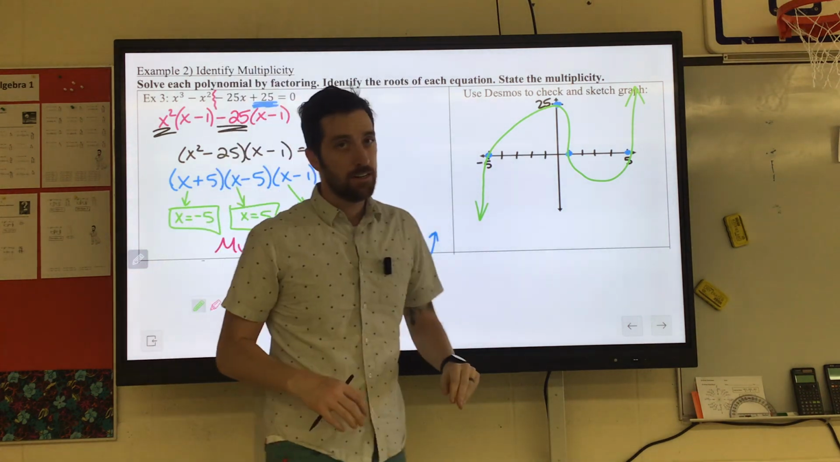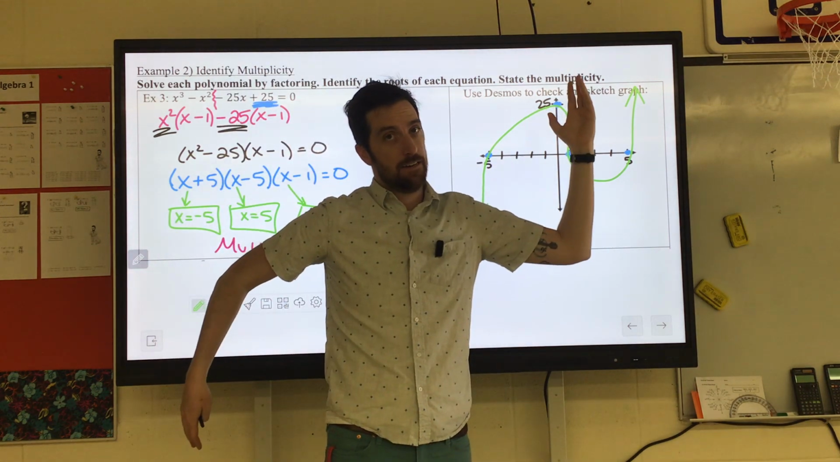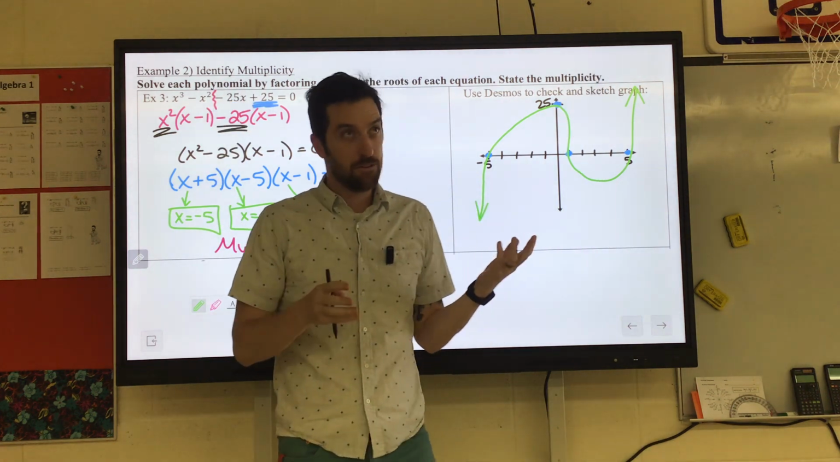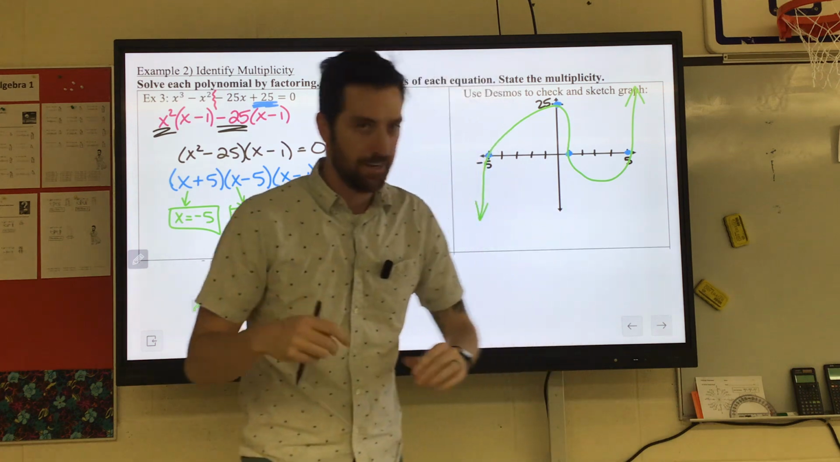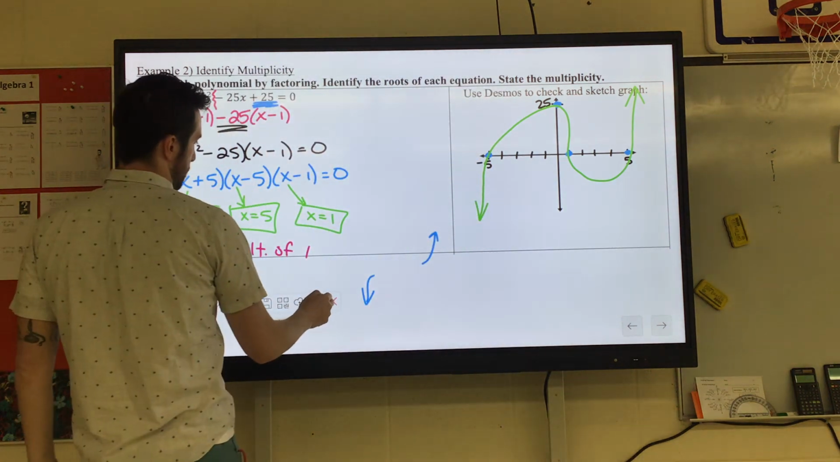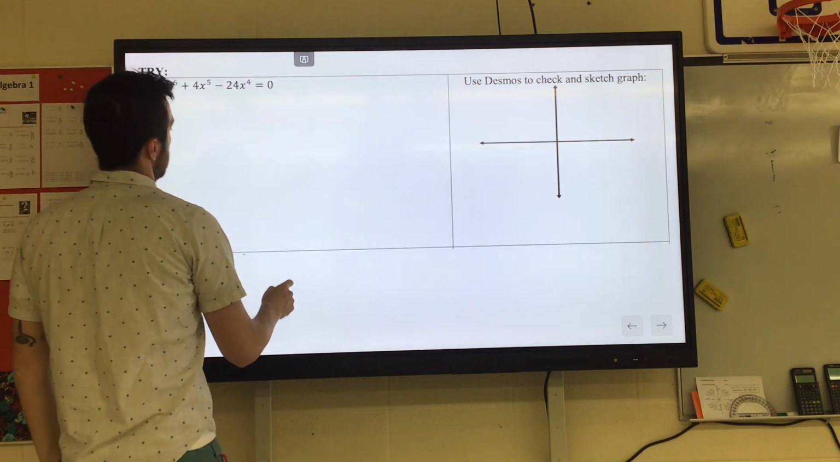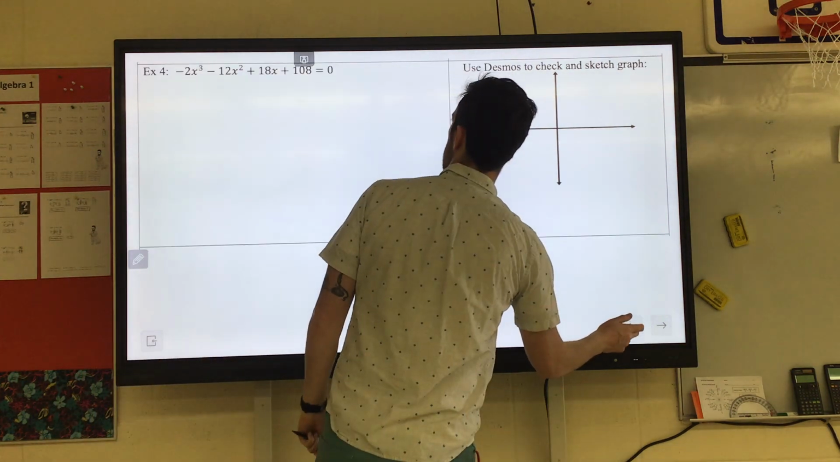So odd starts low, ends high. Even, they both start high. And those rules are reversed if your lead coefficient is negative. So let's try a couple more. I forgot how many we have here. All right, we have 2 more to graph, and then you're going to try one out.